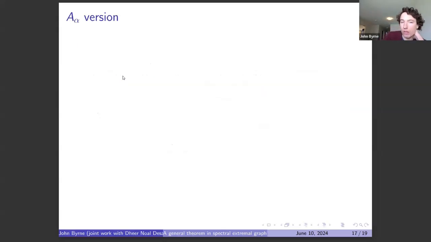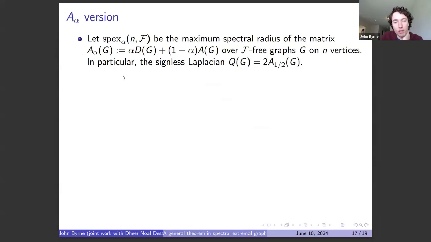Okay, so that's the end of the spectral extremal part of our results. The last big topic I want to talk about is that we have a similar result for the A alpha adjacency matrix of a graph. So maybe instead of looking at the adjacency matrix, you want to look at this A alpha matrix, which is this convex combination of the diagonal degree matrix with the adjacency matrix. If you plug in alpha equals 1/2, this just recovers half of the signless Laplacian matrix of your graph.